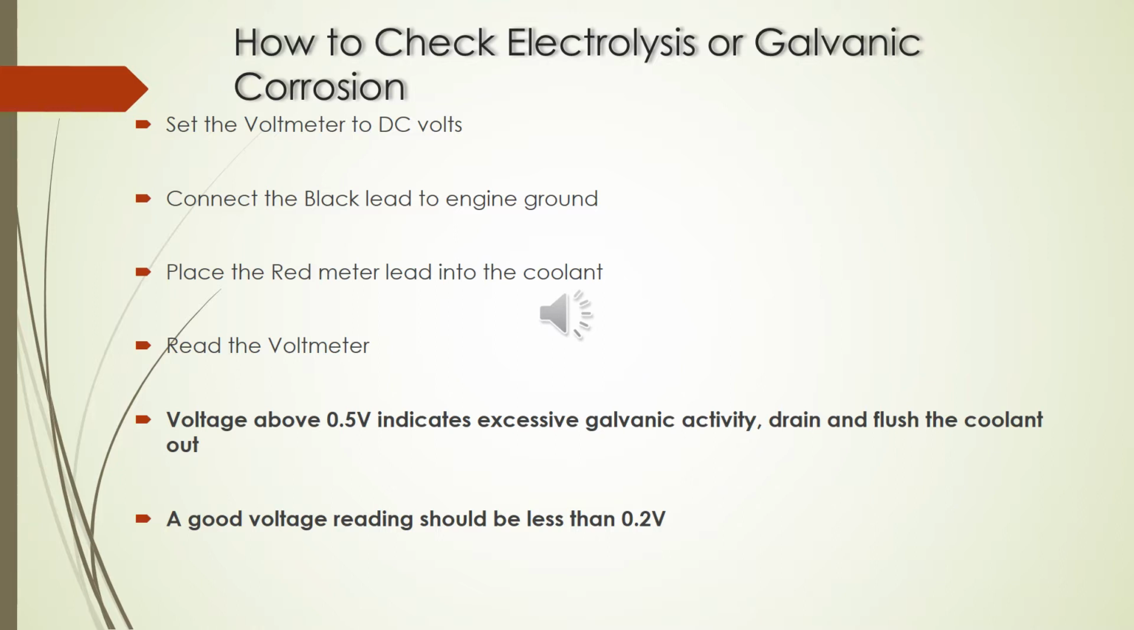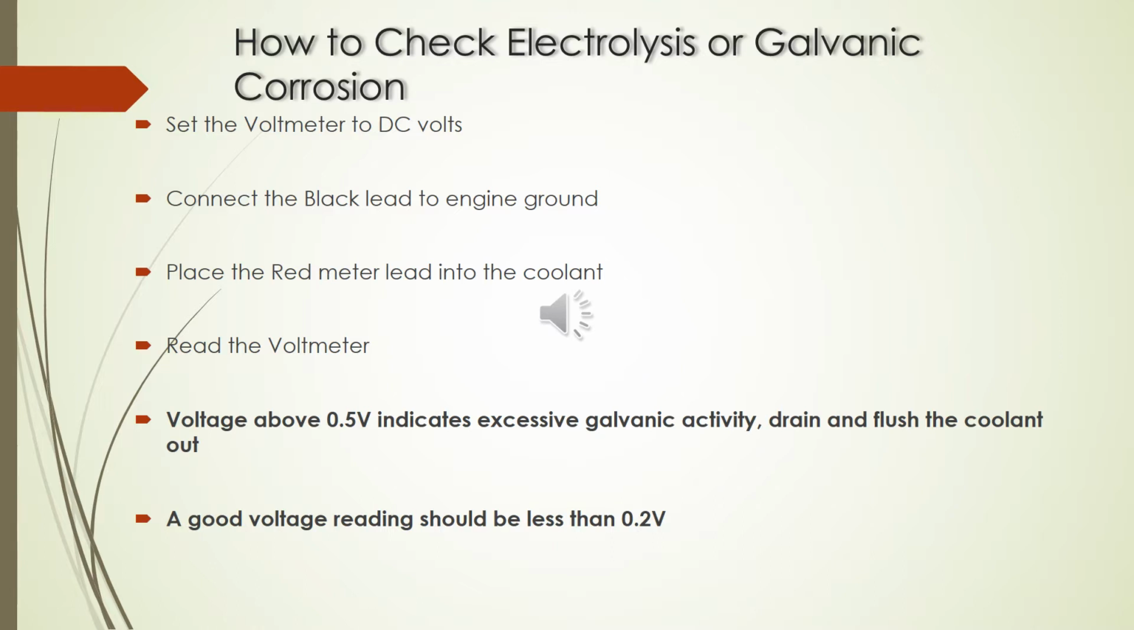Point number 2, connect the black lead, which is the negative, to the engine ground. Every car, every automobile has 3 main sources of ground: the engine block, the thin sheet metal, and the battery. Actually, the battery is the best ground. Place the red meter lead, which is the positive, into the coolant. Now read the voltmeter reading.